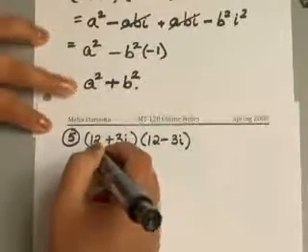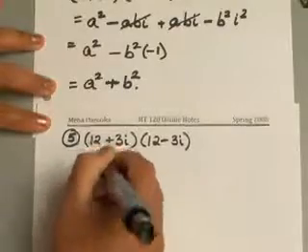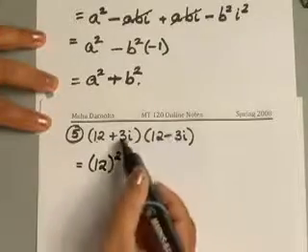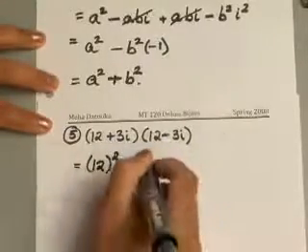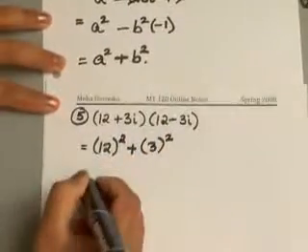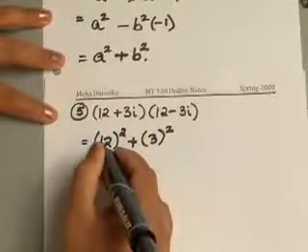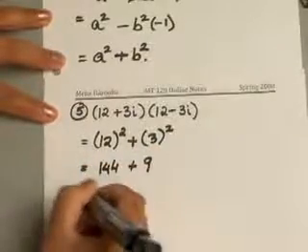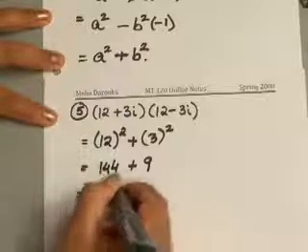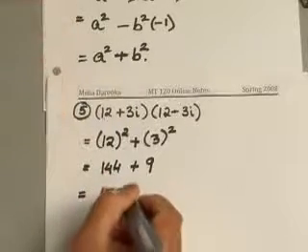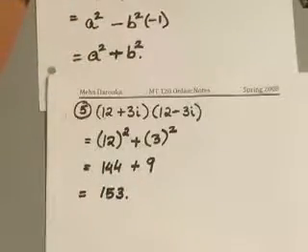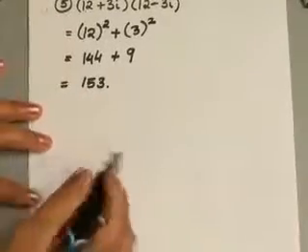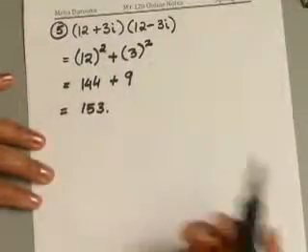You have first term squared, so the first term is 12. You'll go ahead and square 12, plus your second term is 3. The b part is 3, so you'll go ahead and square the 3, and let's see what we end up with. You end up with 12 square, which is 144. You end up with 3 square, which is 9, and 144 plus 9 will give you 153. Just to be sure that this works, go ahead and try doing it the long way. Go ahead and FOIL the two terms and see what happens.